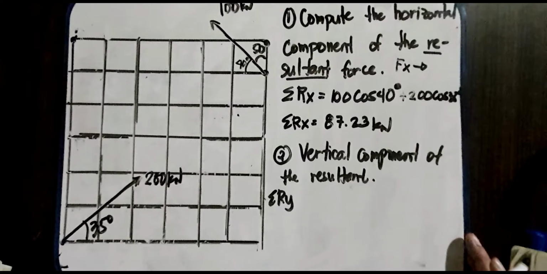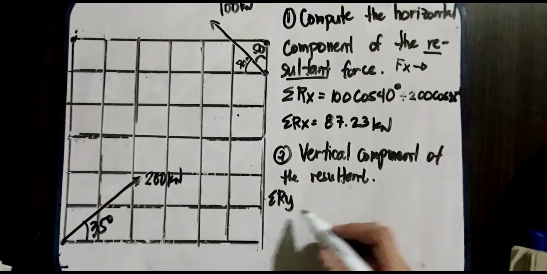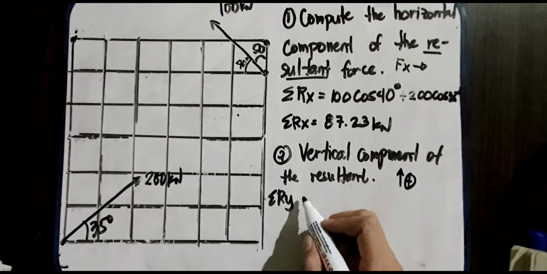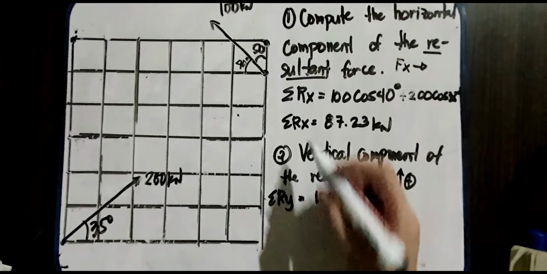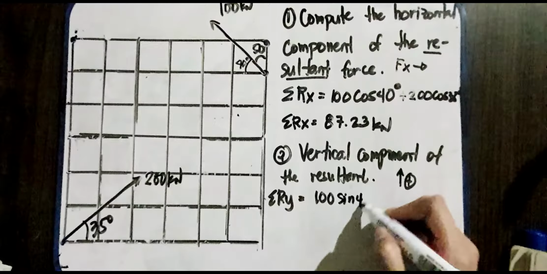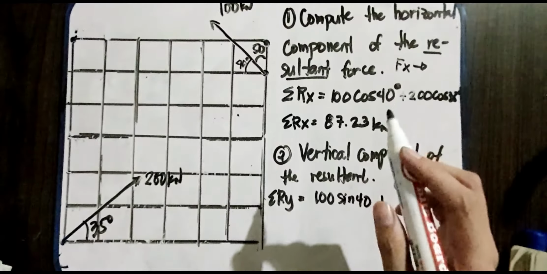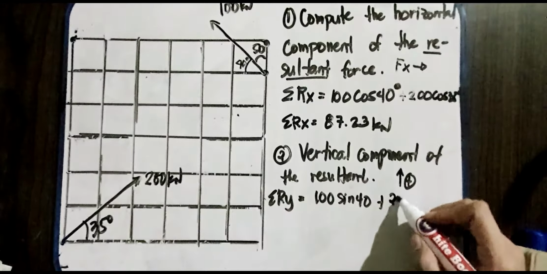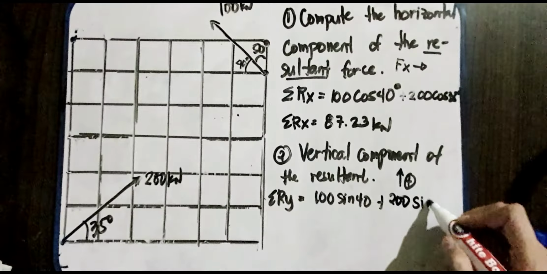Okay, next. Tanong ko naman sa number 2 is, okay, for number 2 question naman, determine the vertical component of the resultant forces or resultant force. Alam naman natin na upward is all positive. So, ano yung mga upward dyan? We have 100 and of course ito, that is sine of 40. Positive yan kasi upward. Okay, this one naman, we have 200 sine of 35.